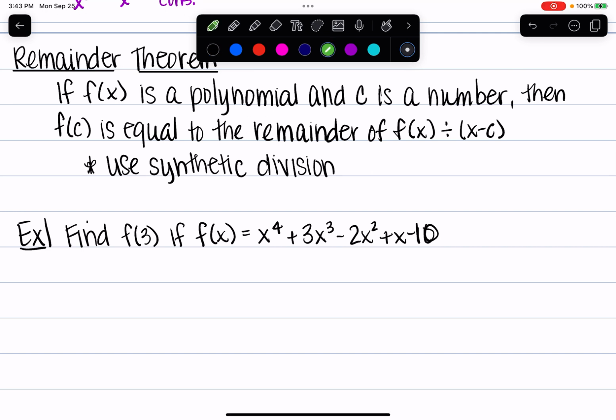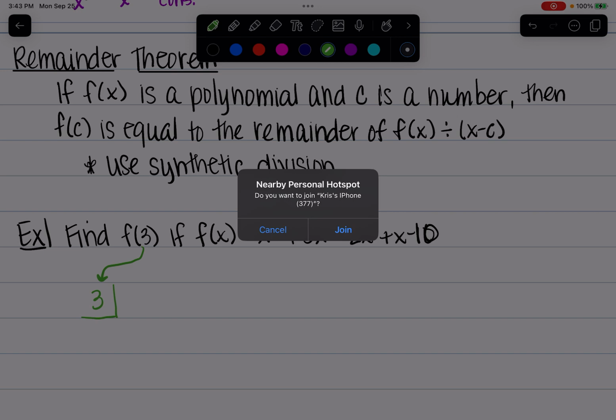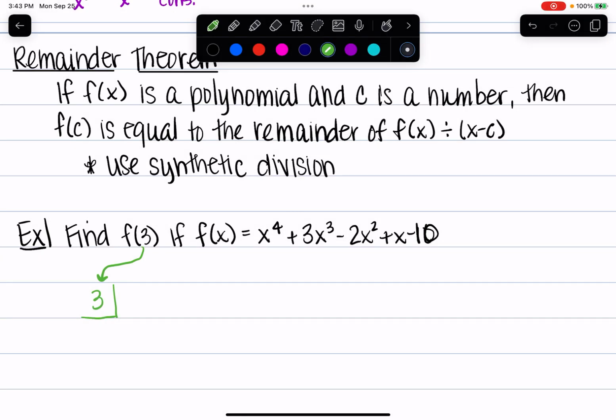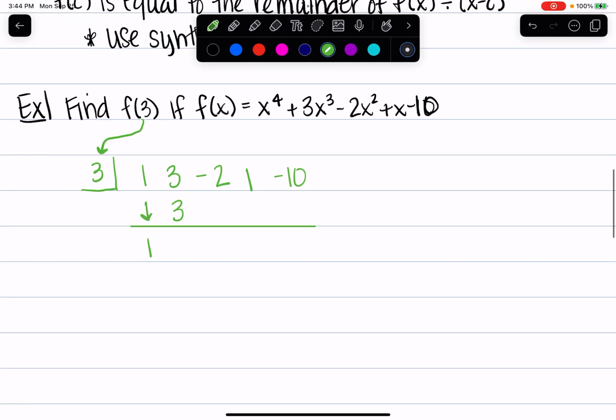So instead of setting the factor equal to 0, it's already done for us. We're just going to put 3 on our shelf. That's all we're going to do. So I'm going to do 1, 3, negative 2, 1, negative 10. And then I'm going to bring down the 1. 3 times 1 is 3. Put that on the shelf. Up above the shelf. 3 times 3 is 9.